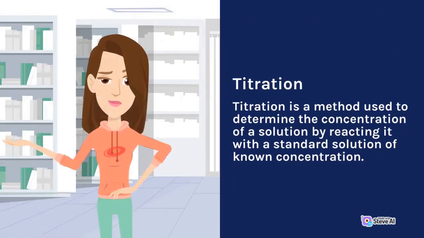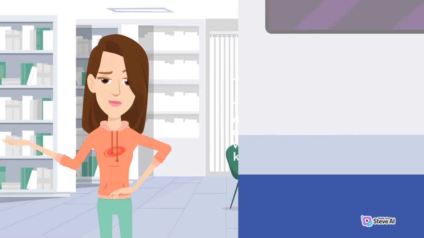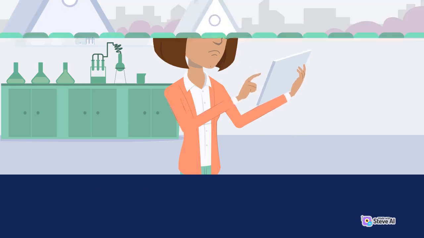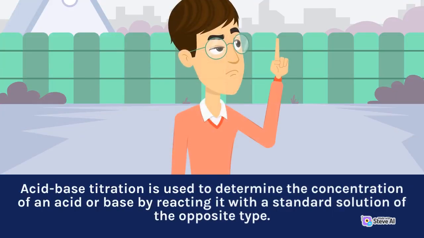Titration. Titration is a method used to determine the concentration of a solution by reacting it with a standard solution of known concentration. There are several types of titration, including acid-base titration, redox titration, and complexometric titration. Acid-base titration is used to determine the concentration of an acid or base by reacting it with a standard solution of the opposite type.